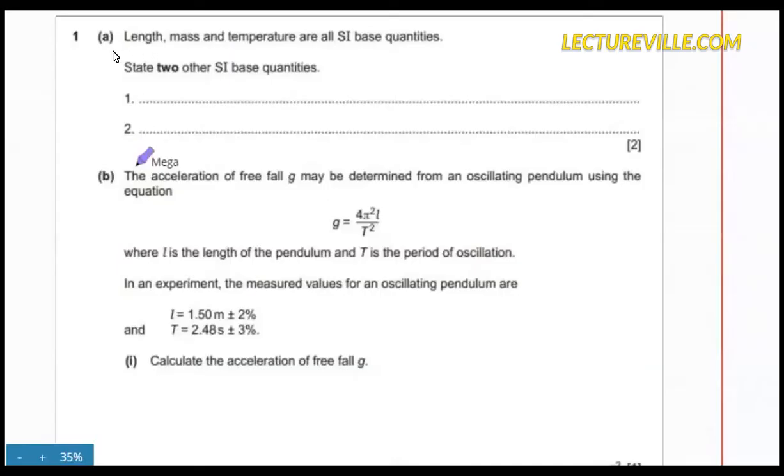This is the first question. Question says, length, mass, and temperature are SI-based quantities. State two other SI-based quantities. Now, what the examiner did over here, he took away three basic quantities from you. And the list is not very long. There are only 7 basic quantities, out of which 2 we do not discuss in AS. So most common quantities left are just 2. So actually, there is no choice.